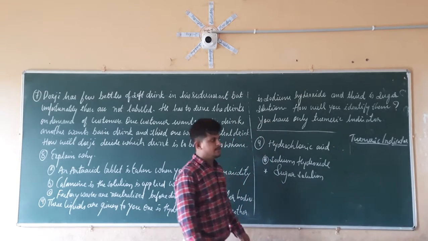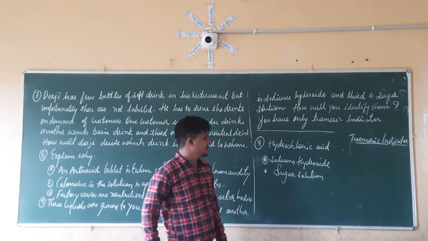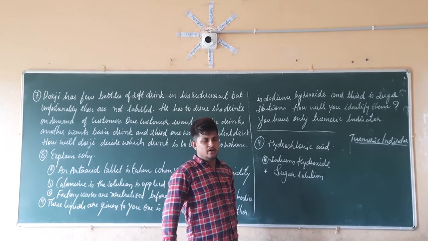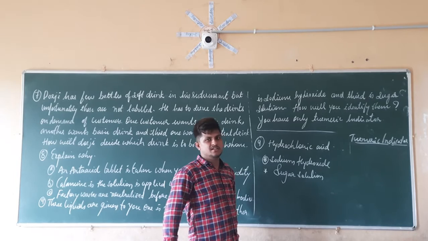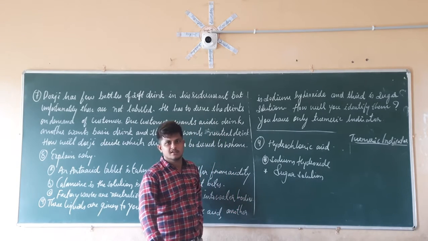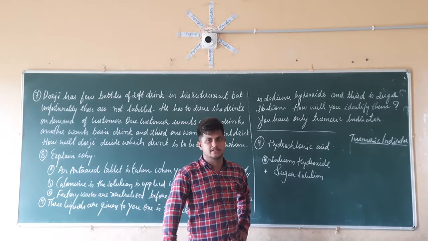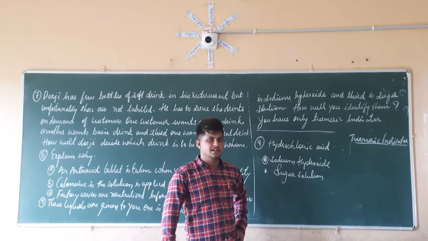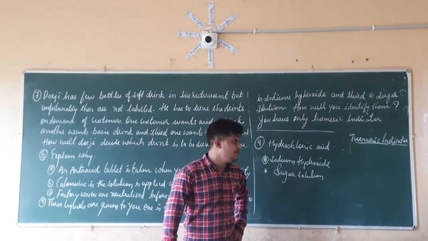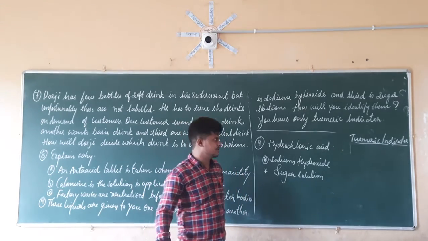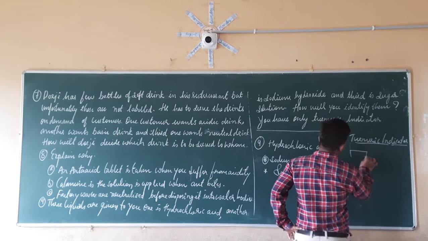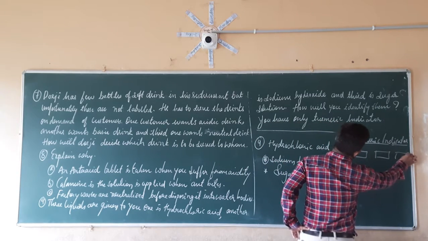So is it possible to identify the acid, base, and sugar solution using only one indicator? We already know that the turmeric indicator is only useful for the identification of the base. Acid and neutral solutions are not going to change the color of the turmeric indicator. So what we are going to do here is take 3 strips of the turmeric indicator: this is the first strip, this is the second strip, and this is the third strip.